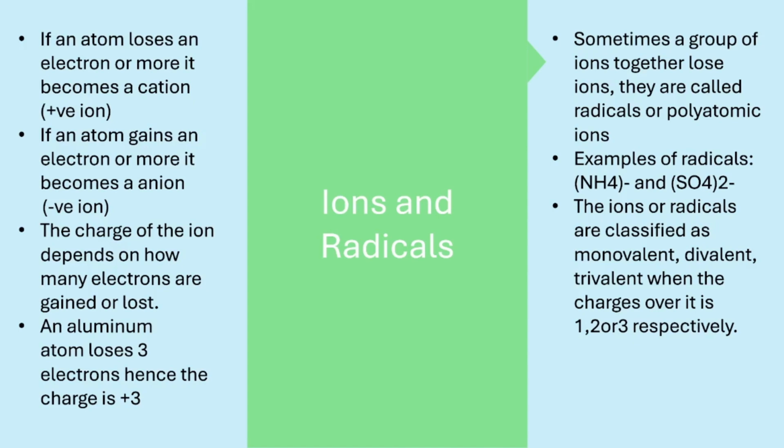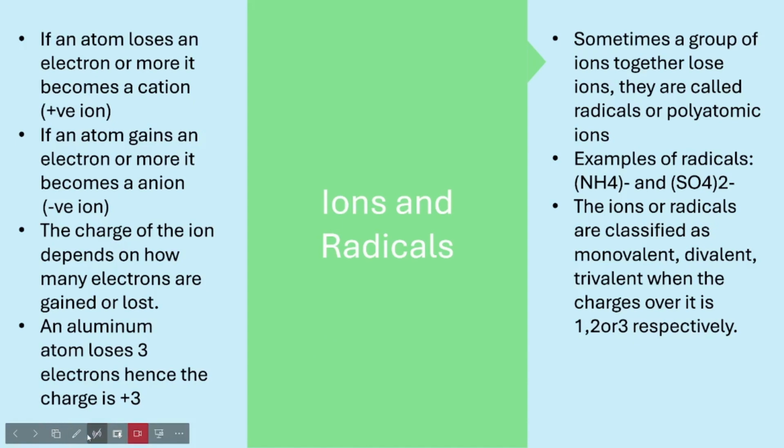Sometimes a group of ions together lose or gain electrons. They are called radicals or polyatomic ions. Examples of radicals are NH4+ or SO4 2-. The ions or radicals are classified as monovalent, divalent, and trivalent when the charge on them is 1, 2, or 3 respectively.